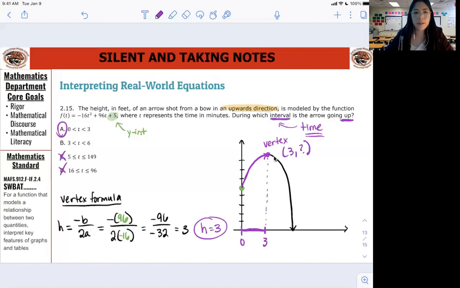The time interval. So that's what we were looking for. 0 to 3. It looks like a little bed. A what? Your line looks like a little bed. Oh, yeah, it does. So for that reason, it's answer choice A.